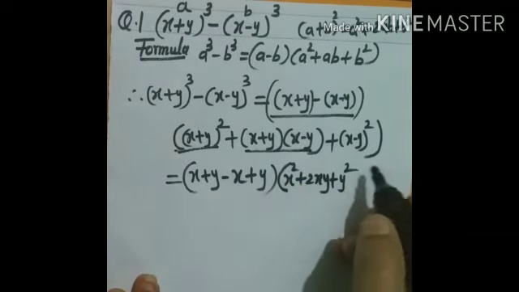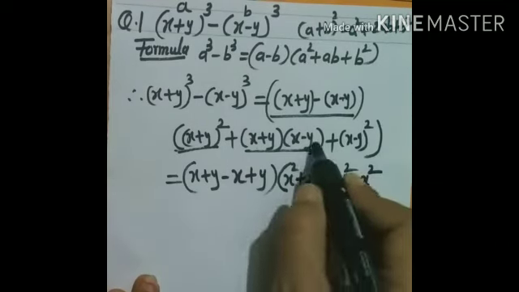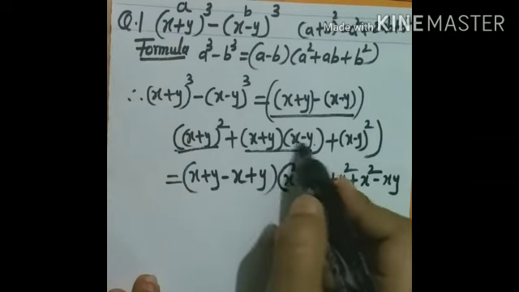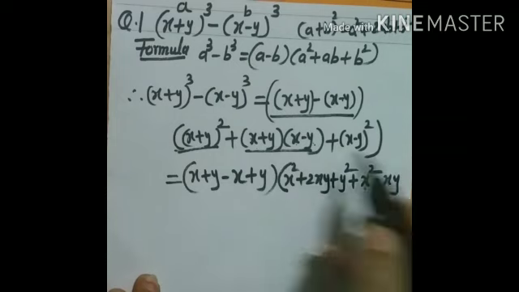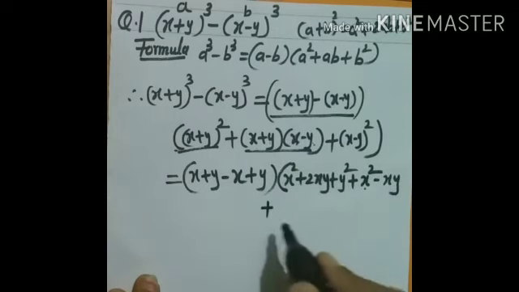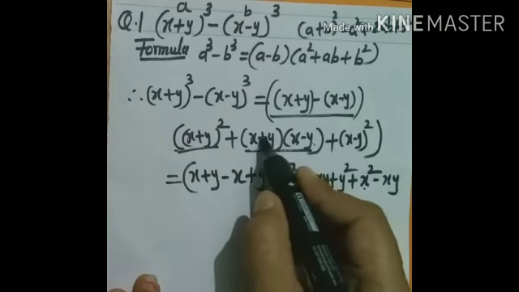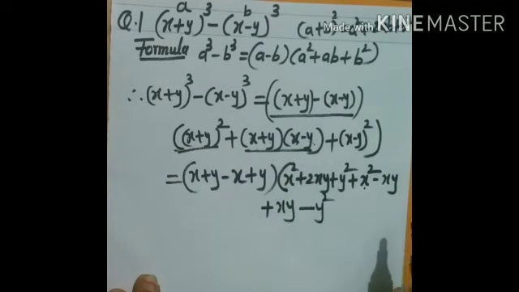X into x, what do we get? X square. X into y, minus xy. Now, children, y into x. So, what do we get here? xy. Now, plus minus minus y into y, y square.